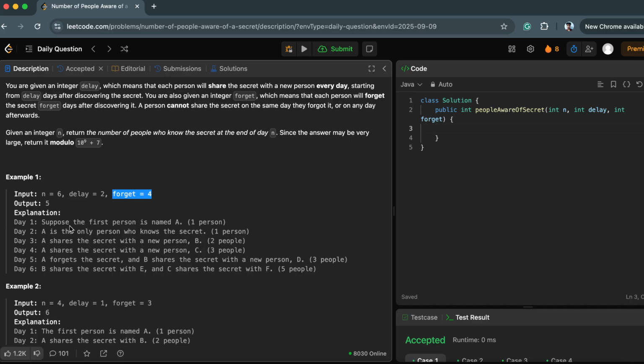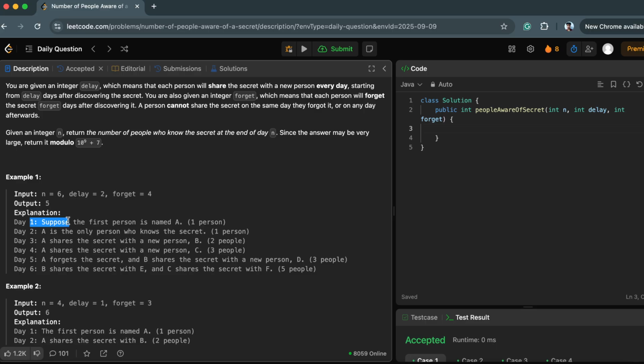So on day one, suppose a person named A actually got the secret. That means on day one one person knows about it. On day two, only person A is knowing the secret, because he cannot share it since the delay is basically 2. So on day 2 he cannot share the information, but on day 3 he can share the secret with a new person, because the delay is 2 days.